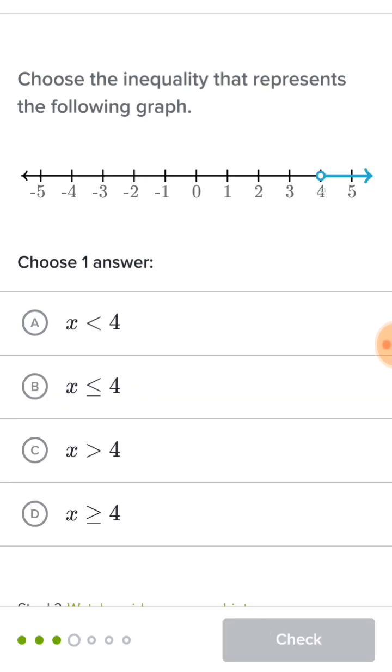This time, my answers will be greater than 4, because the arrow is pointing to the right, but since the circle is open, it is not equal to 4, so the answer will be greater than, not equal to 4. So just greater than 4. X is greater than 4. X here is greater than 4 because the alligator is getting eaten. X is greater than 4.